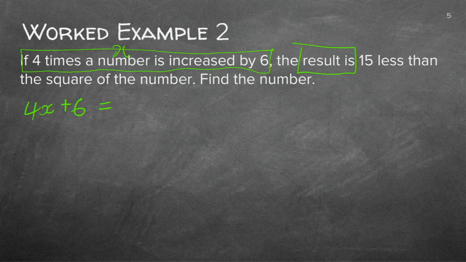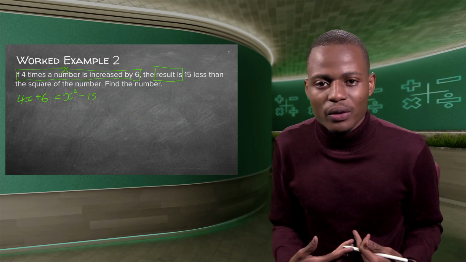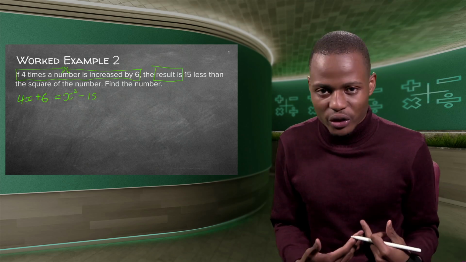So you need to start with the square of the number. The square of the number is x squared, because you need to square the unknown value. And the result is 15 less than the square of the number, so it's x squared minus 15. The moment it says increased, it's a plus, less, it's minus. So that is what you have. You have an equation in front of you. Now, how do we solve this equation?